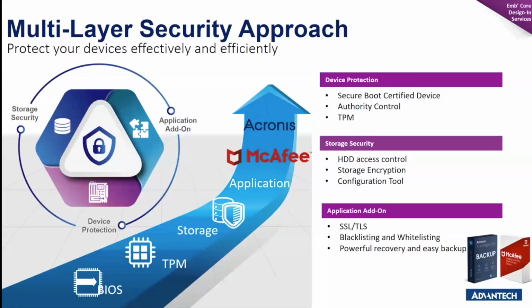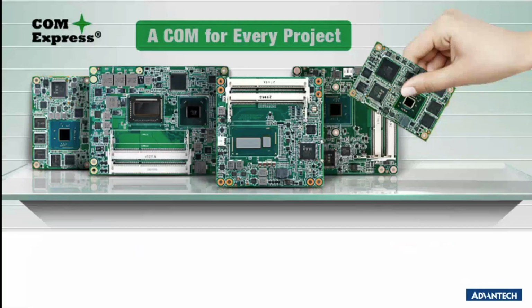Other than that, for multi-layer security, some of our boards come with TPM. The BIOS can be customized. And you also have McAfee for whitelisting. We also provide you a blacklisting option if you want. Blacklisting is a normal antivirus. Whitelisting is where I only authorize certain software to run on my system, else it can't be run. So it's more of a protection against viruses and all this. These are the multiple layers of security approach that we can provide to customers.